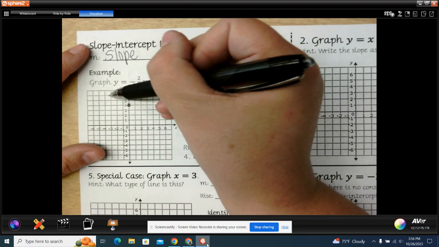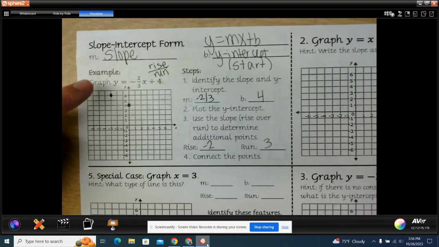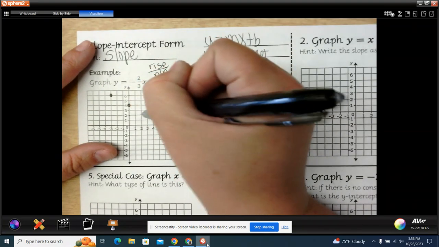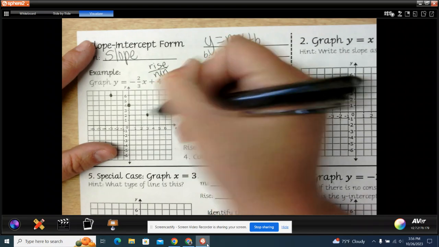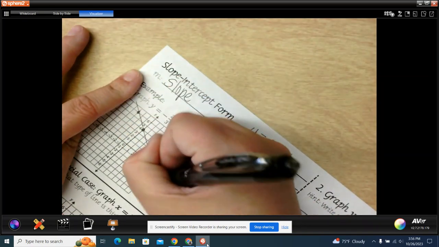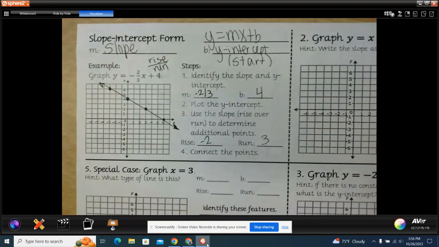1, 2, 3. And put a dot. And then we keep going up until we get off the page, so we can no longer go more. So we're going to do the opposite and go down. We're going to go down 2 and to the right 3, down 2 and then to the right 3. And so here is our equation: y equals negative 2/3 x plus 4.